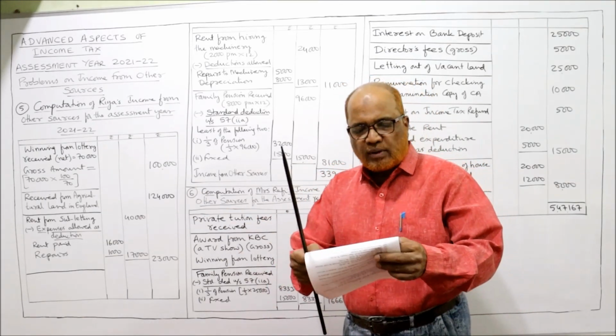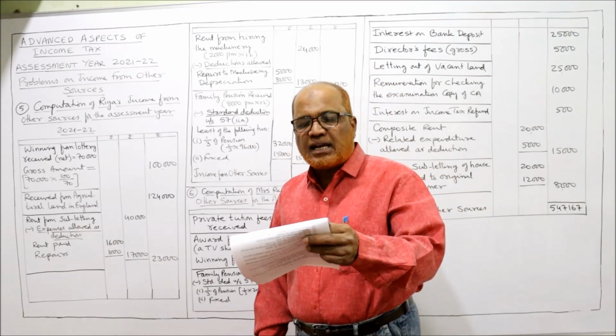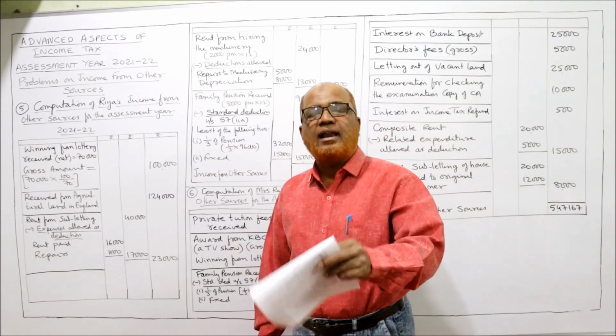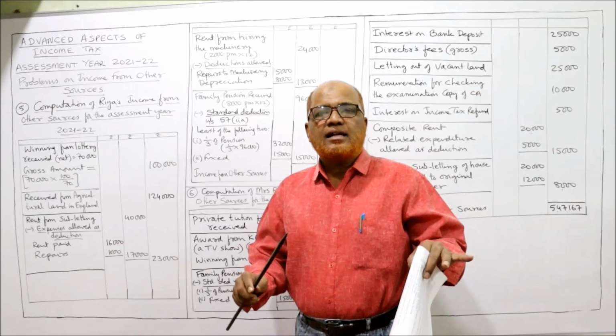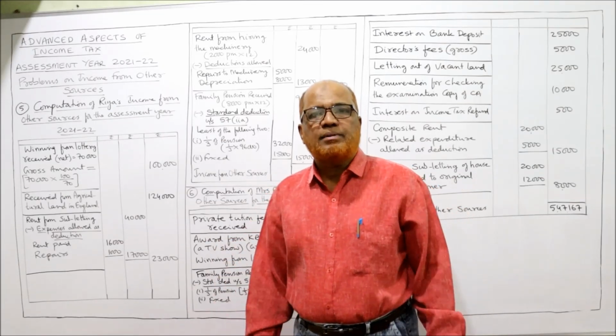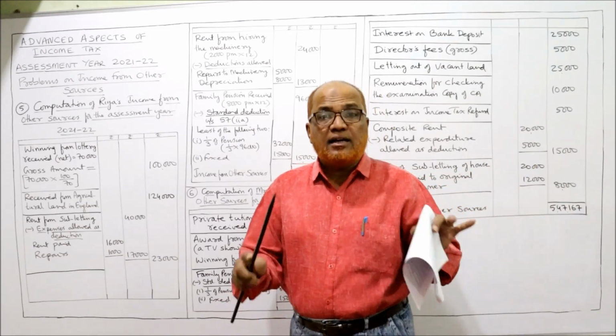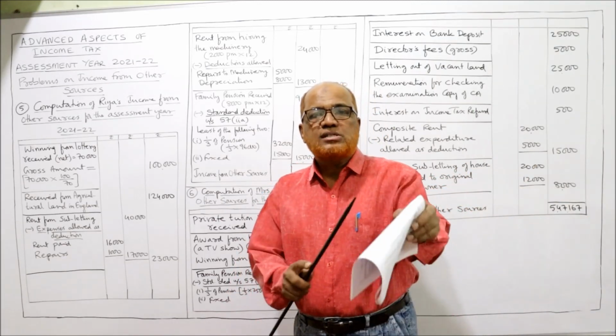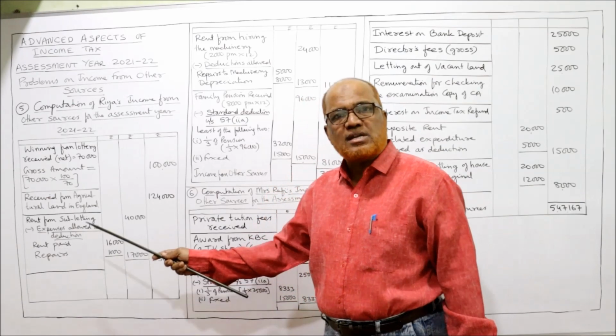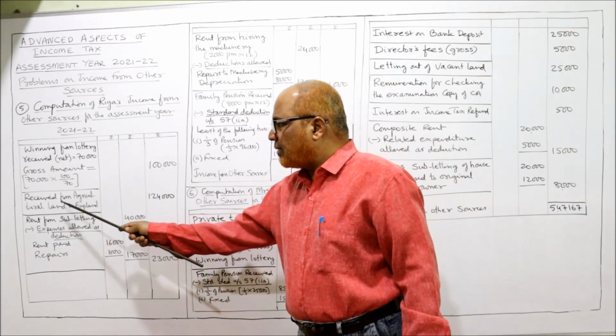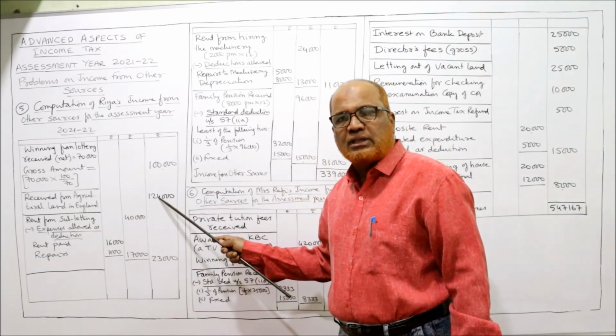That's it. Next one, received from agricultural land in England, 1,24,000. Agricultural income in India is exempted. If agricultural income is received outside India, it is taxable. So this is the agricultural income in England, so it is taxable. So received from agricultural land in England, 1,24,000.